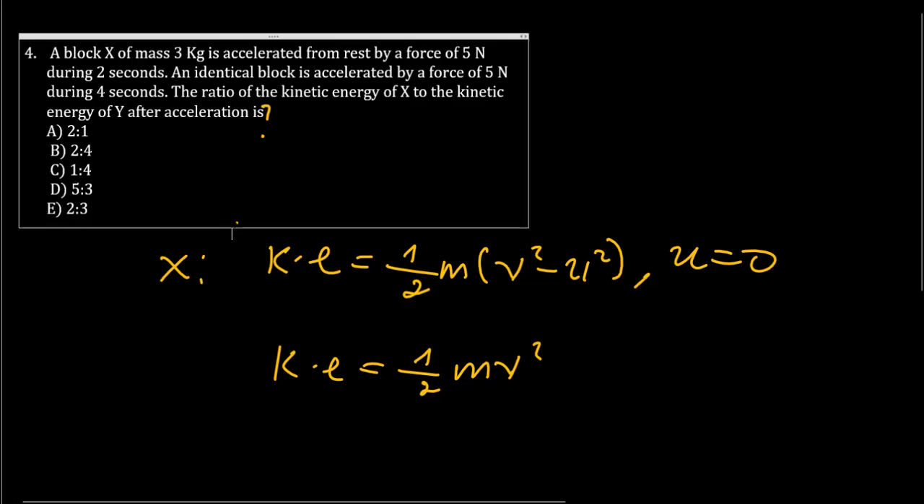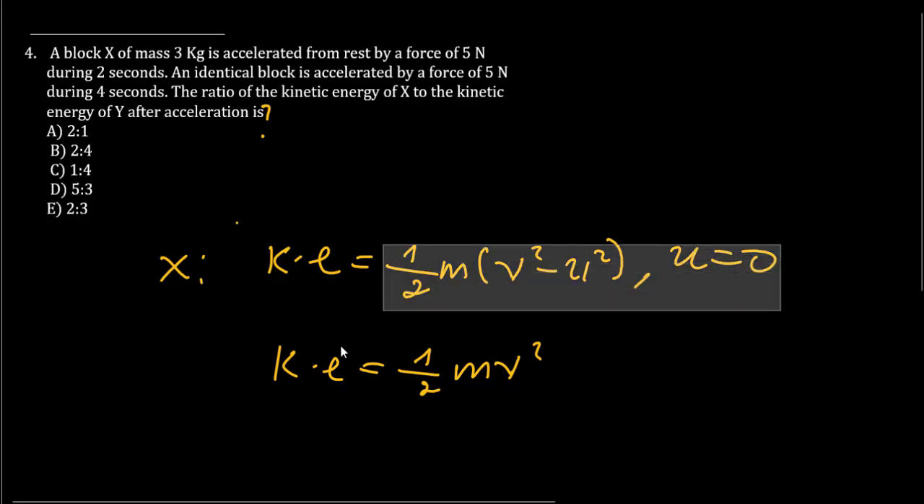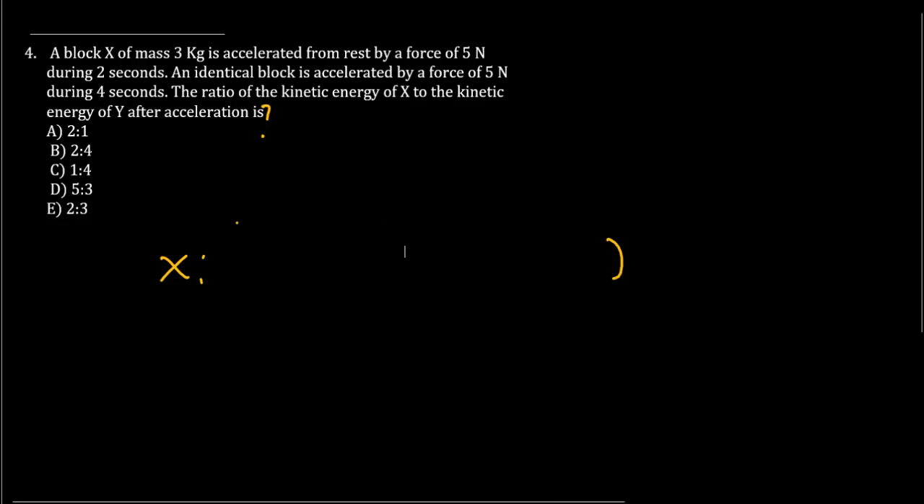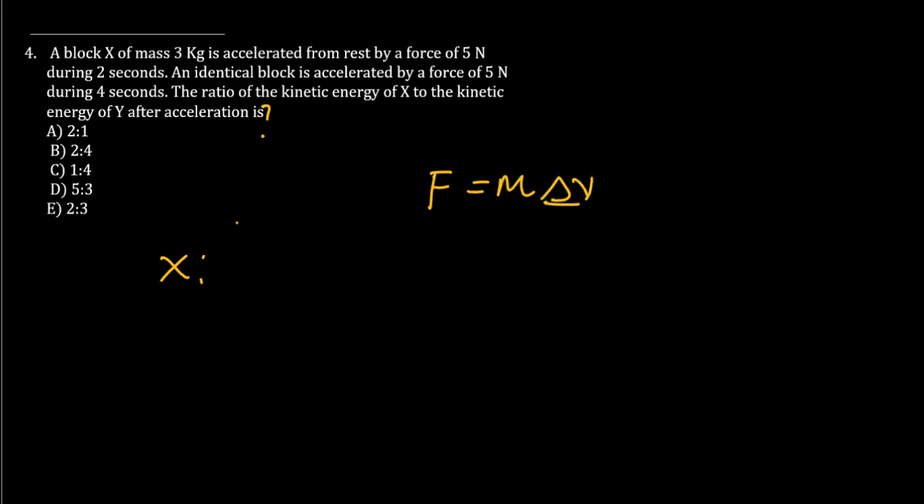So we have to get the expression of the speed of X and the speed of Y respectively in order to calculate their kinetic energies using the information that was given to us. The very first information given is the mass, the force, and the duration with which the force caused the object to move. From the definition of a force, the force is the mass times the rate of change of velocity, that's delta v divided by t, which is equivalent to the acceleration. So we have mv divided by t, since the initial speed is 0.